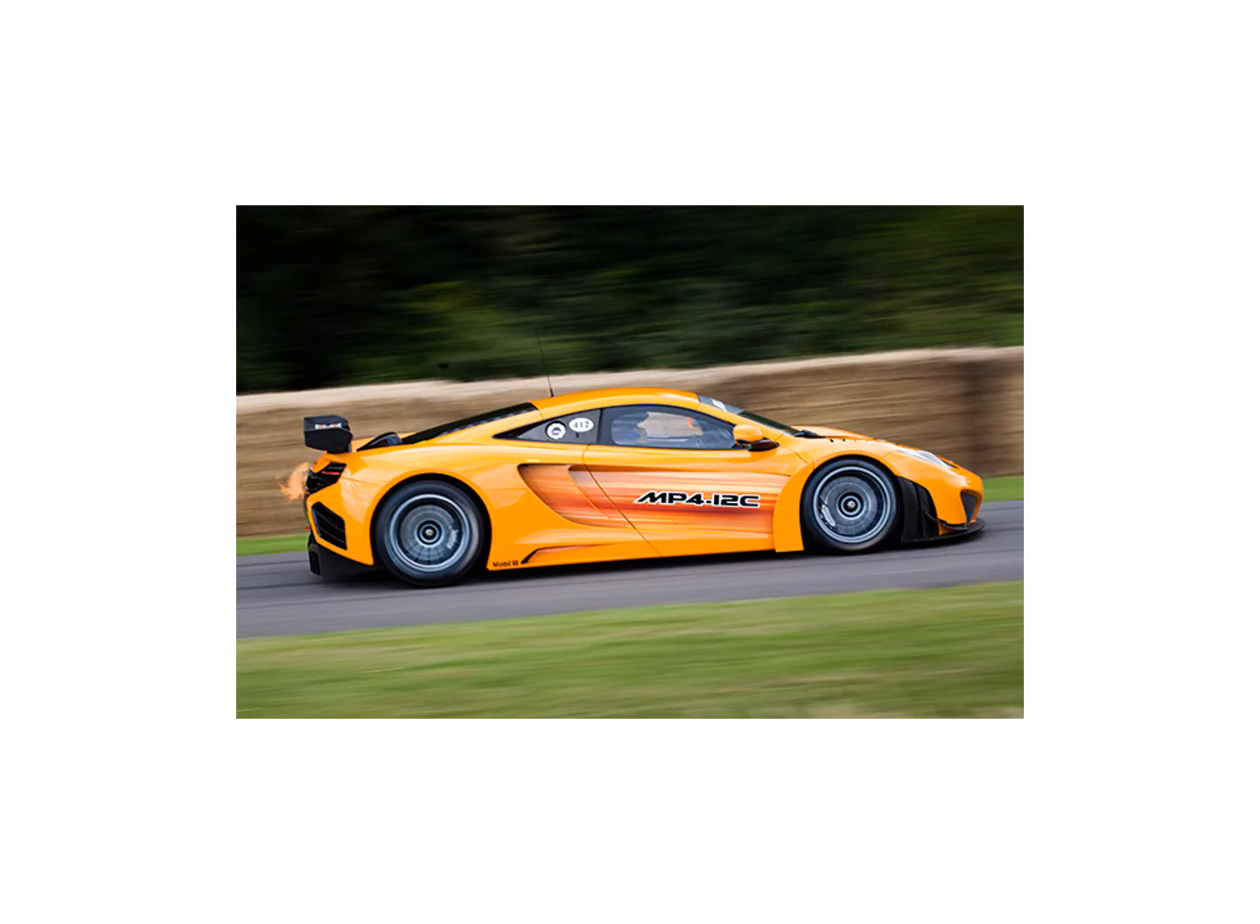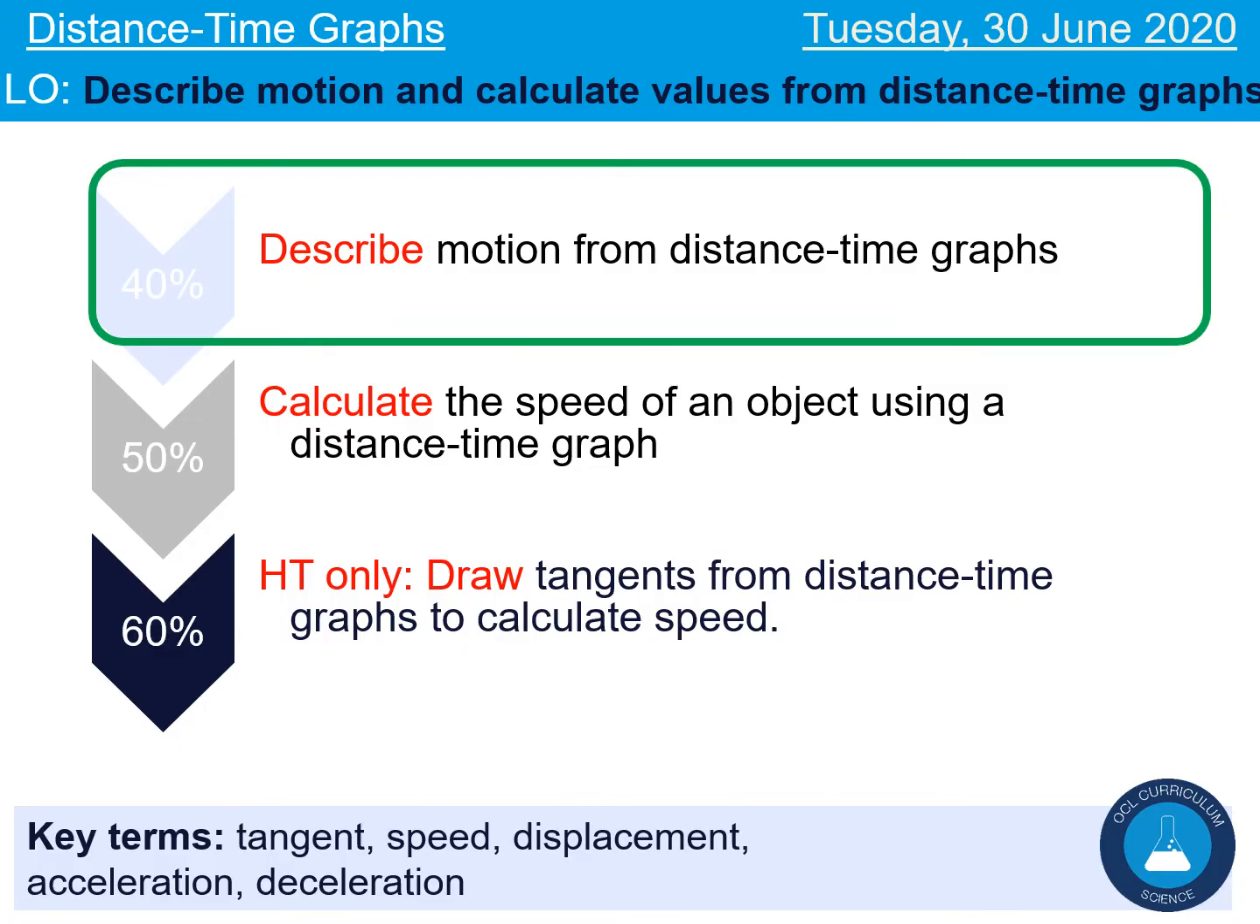We have learned about the difference between speed and velocity. Speed is a scalar quantity. This means it only has a magnitude. Speed is measured in meters per second. This is different to velocity, which is a vector quantity. It is speed in a direction. In this video, we're going to learn how to represent the speed of an object graphically. We're going to look at the first learning objective, which is being able to describe motion from distance time graphs.